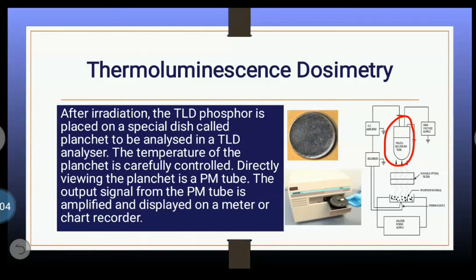So, from light, i-convert into electron. From one electron, dadaan siya sa different dynodes. So, from one dynode, ipapasa sa isang dynode, so magiging 2 electrons, 2 magiging 4, 4 magiging 8, 8, 16, 32, so on and so forth. So, the output signal from the PM tube is amplified because dadaan siya sa series of dynodes, and then displayed on a meter or chart recorder. So, it will be amplified and then it will be measured.